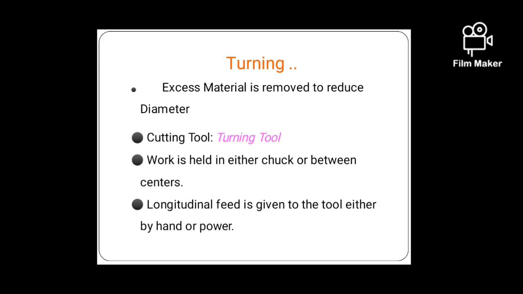In turning, excess material is removed to reduce the diameter. For the turning process, we use the turning tool. The work is held either in a chuck or between centers. Longitudinal feed is given to the tool either by hand or by power.